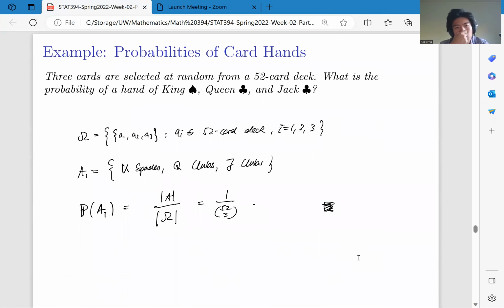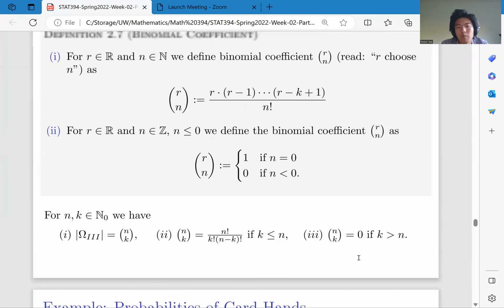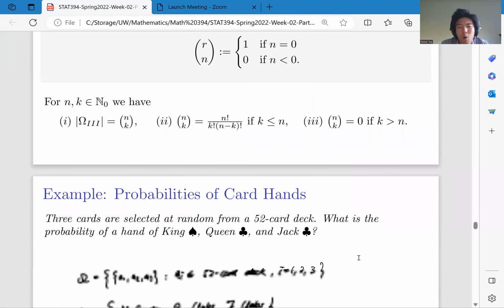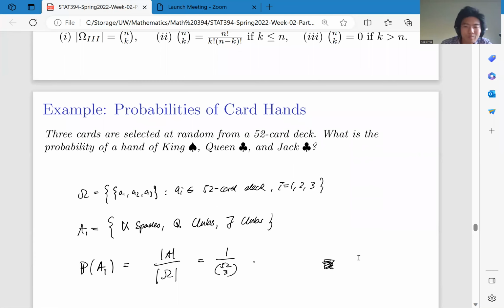So let's see more applicable examples. Three cards selected from a 52-card deck. Model 3 is really helpful in most poker card problems. This is a simple one. Three cards are selected at random from a 52-card deck. What is the probability of the hand of a black heart king, a black spade queen, and a spade jack?